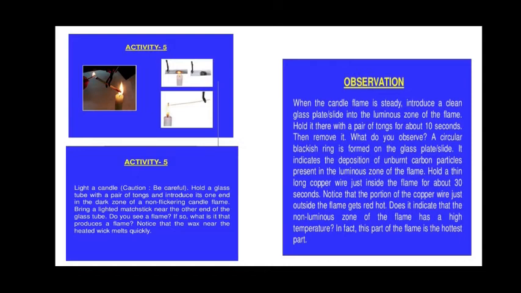Light a candle. Usually it is available at home. Hold a glass tube, that is a tube made of glass, with a pair of tongs, and introduce one end of it to the dark zone of a non-flickering candle flame. Dark zone means the middle zone of a candle flame. Bring a lighted matchstick near the other end of the glass tube. So one end of the glass tube is near the candle's flame, and the other end we have to ignite with the help of a matchstick.